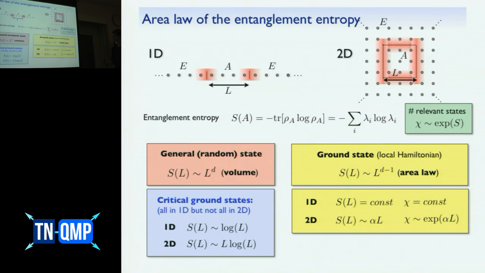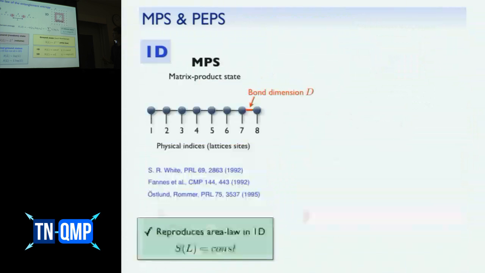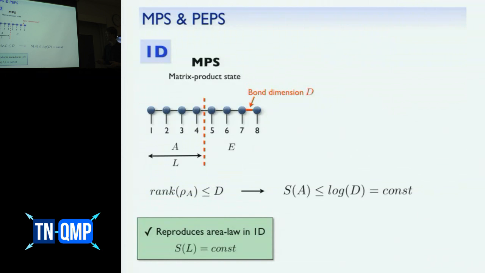Let me just in the following show you the difference between MPS and PEPS in terms of what kind of entanglement they can reproduce. Here we have a simple matrix product state, and you can easily convince yourself that the MPS can reproduce an area law, right? If you cut your system into two parts and have a region A with length L, you can convince yourself that the rank of the reduced density matrix on this side is bounded by D, the bond dimension connecting the left side and the right side. The bond dimension itself limits the number of non-zero eigenvalues your reduced density matrix can have. And if you have at most D finite eigenvalues, then you can have at most log D entanglement entropy.